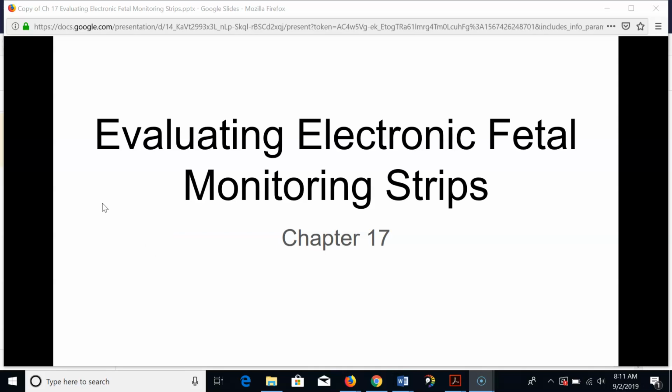Chapter 17, Evaluating Electronic Fetal Monitor Strips.